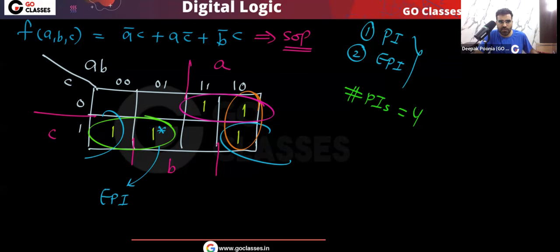Okay, is there any other one cell which is covered uniquely by a PI? Yes, you can see this one cell is covered uniquely by this pink PI. So this pink PI will also become an EPI.